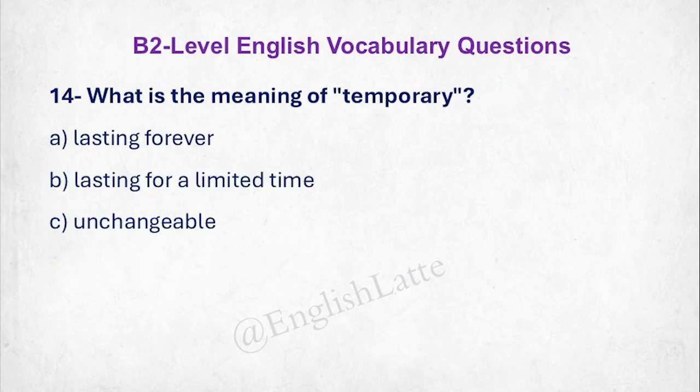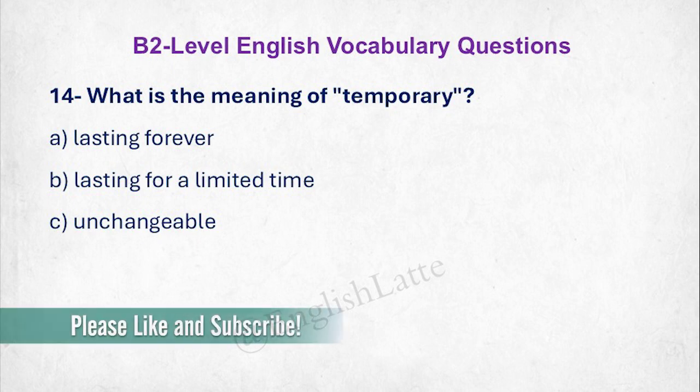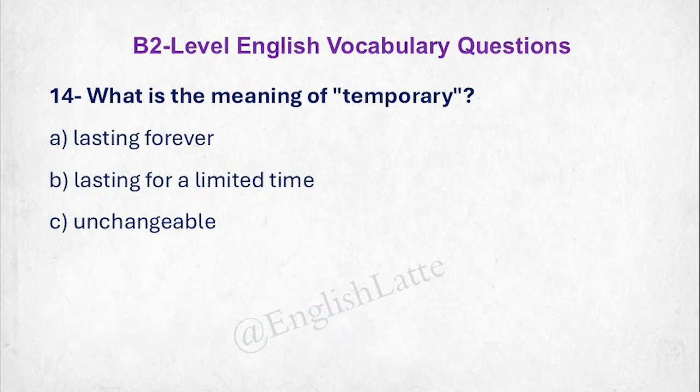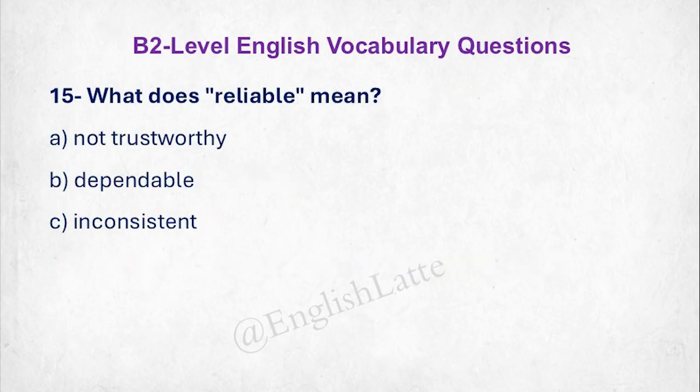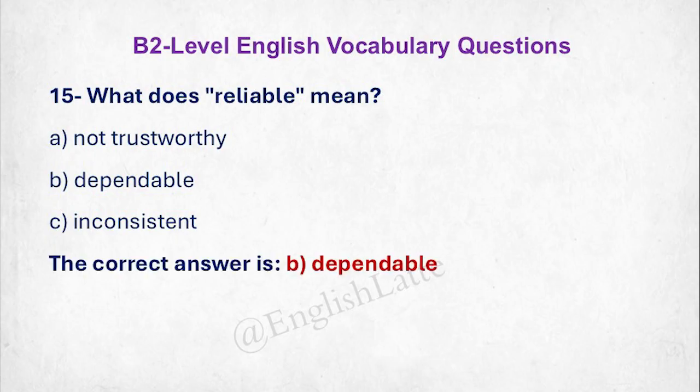14. What is the meaning of temporary? Lasting forever, lasting for a limited time, unchangeable. The correct answer is B, lasting for a limited time. 15. What does reliable mean? Not trustworthy, dependable, inconsistent. The correct answer is B, dependable.